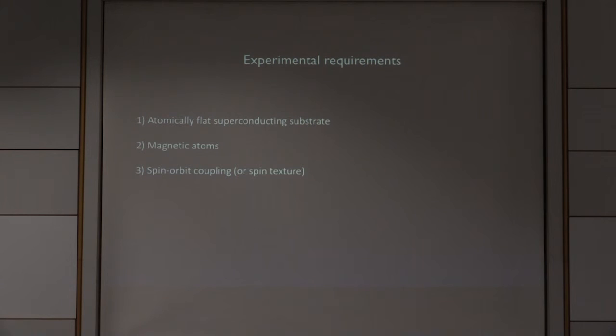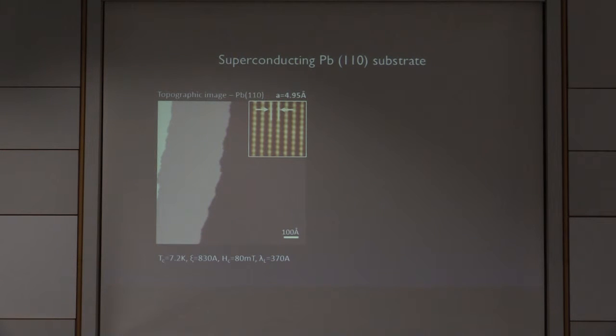Okay, so what are the experimental requirements for getting this system to work? At least these are the minimum requirements. You need to have an atomically flat superconducting substrate. You need to have these magnetic atoms arranged in a chain geometry. And the other important thing is that you have to have some kind of spin-orbit coupling or spin texture in this system. So what we use is a lead substrate.